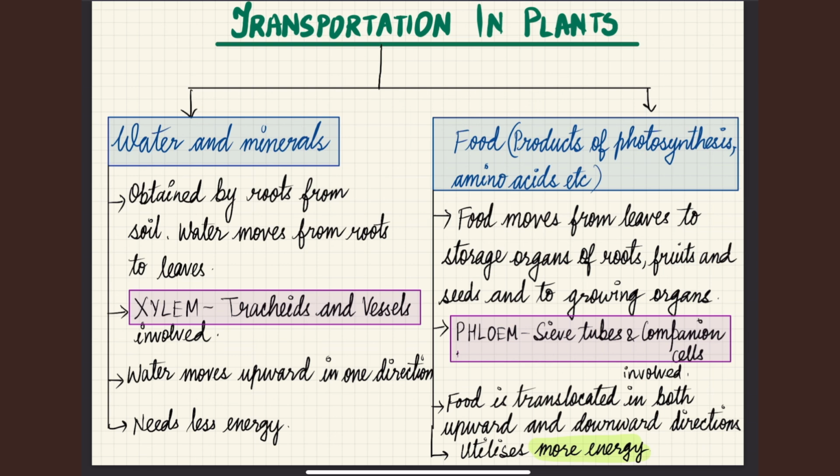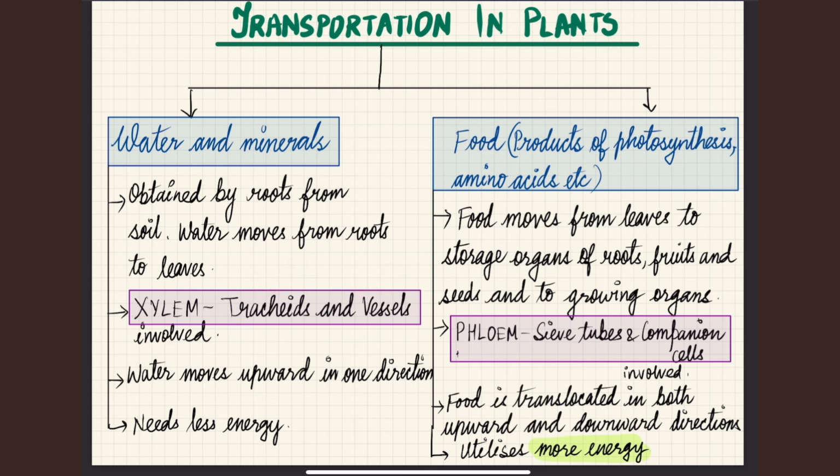So, transportation in plants, we have two categories: water and mineral transportation, food transportation. So, the part of plant body which is involved in water transportation is xylem. Xylem is a complex permanent tissue, and the main elements involved are tracheids and vessels, whereas phloem is also a complex permanent tissue of plant, and the elements which are involved in translocation are sieve tubes and companion cells.